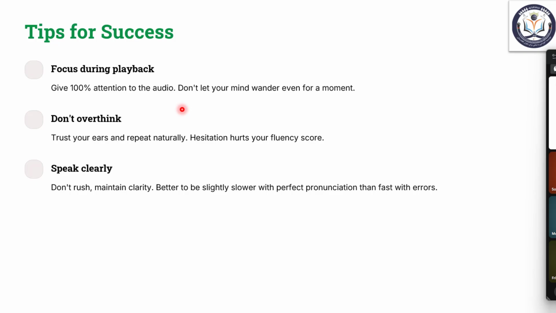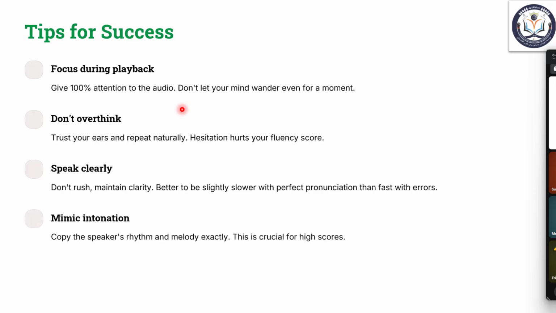So it is better to be slightly slower with perfect pronunciation than fast with errors. If you speak too fast with lots of errors, it is worse than speaking slower with good pronunciation. So slower with perfect pronunciation is better than speaking too fast but with errors. So speak clearly. Clarity is a key point.